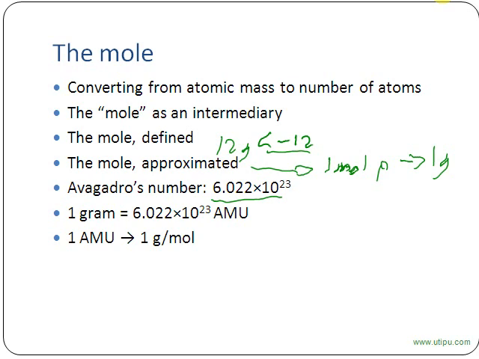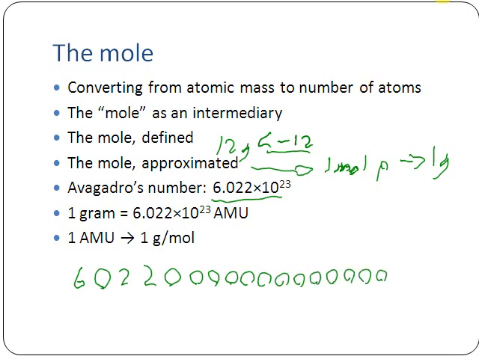It's an extremely large number. If we were to write out this number in normal notation, 6022, and then 1, 2, 3, 4, 5, 6, 7, 8, 9, 10, 11, 12, 13, 14, 15, 16, 17, 18, 19, 20, 21, 22, 23 digits. Just to sketch that out, this gives you an idea of how small atoms are. If I just had this many atoms of hydrogen, I'd have something that weighed roughly just 1 gram.